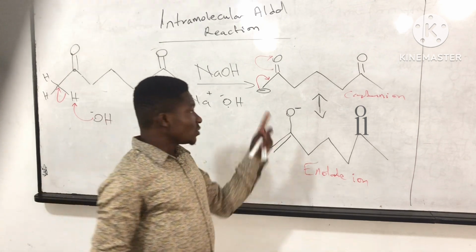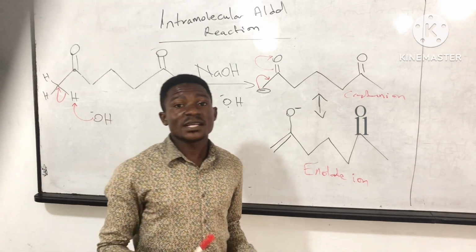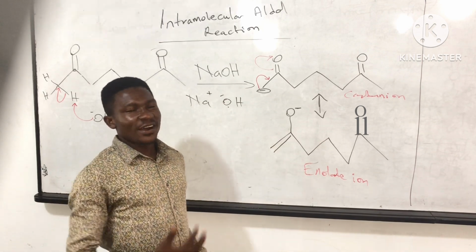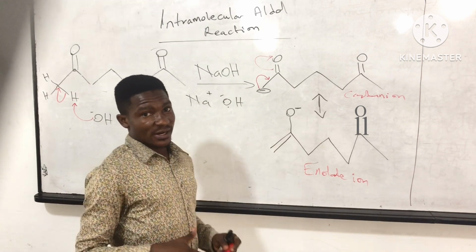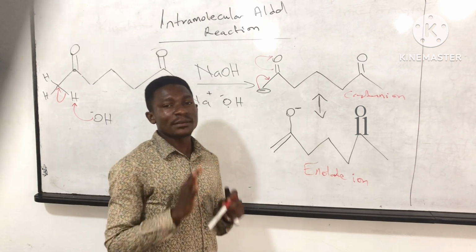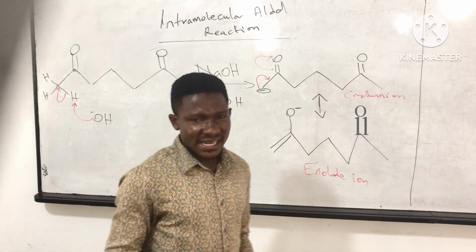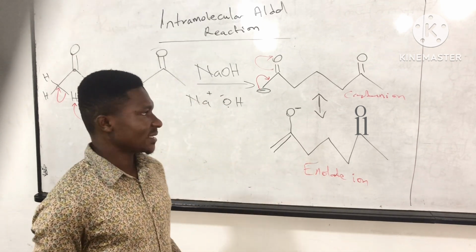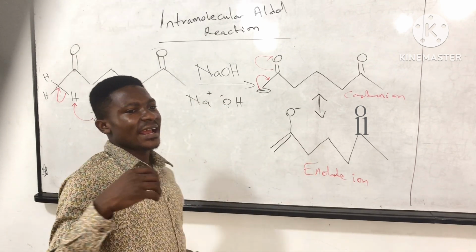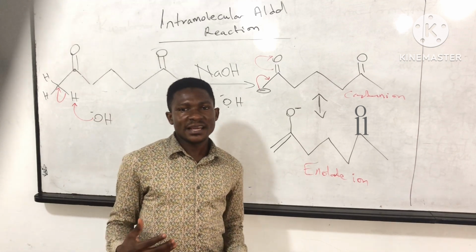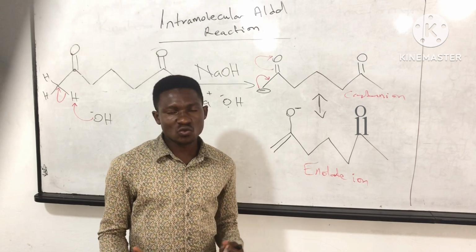Alright, and these two are referred to as what? Resonance pairs. Okay, good. Now that we have established our resonance system, we are sure now that our carbon ion is stabilized. Okay, now what happens next? The next step in this reaction is the interaction, or the reaction between the two carbonyl systems.